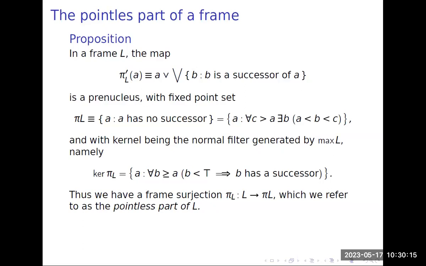But this is not a nucleus, but it is a prenucleus, and so its fixed point set, namely all of the elements which have no successors, is a sublocale, and that sublocale I will designate pi L, and the nucleus I will designate pi sub L. And it's a perfectly good quotient that any frame has sitting there. Okay. I will refer to that as the pointless part of the frame.